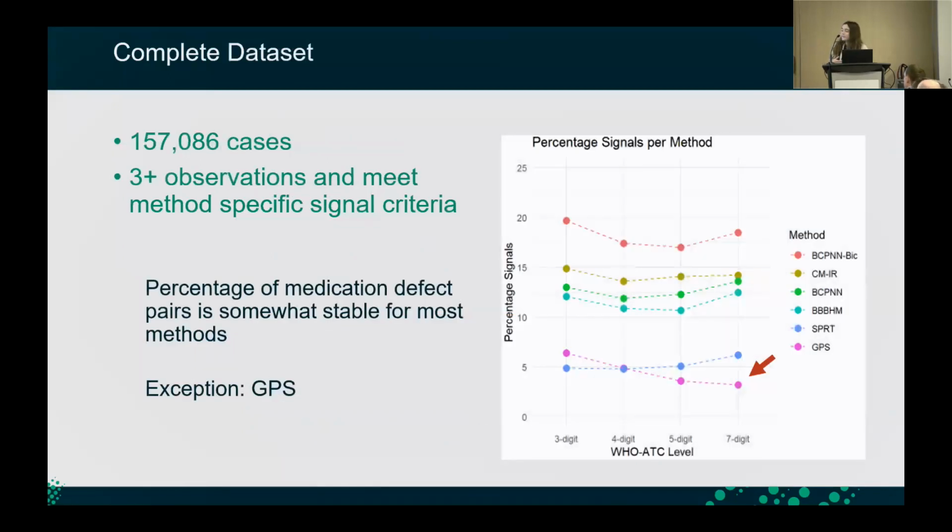So here we have the proportion of signals identified by each method at each level of the WHO ATC as a percentage of overall medication defect pairs analysed, where there were at least 3 medication observations and they met the method's specific signal criteria. And hopefully what you can see is that the percentage of medication defect pairs is somewhat stable for most methods as you go down the groupings, except for the GPS, where it tends to find fewer signals as the data becomes more sparse.